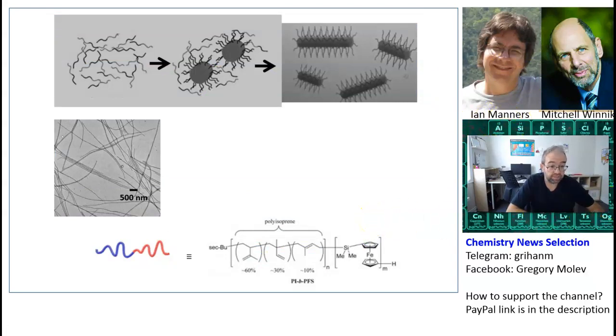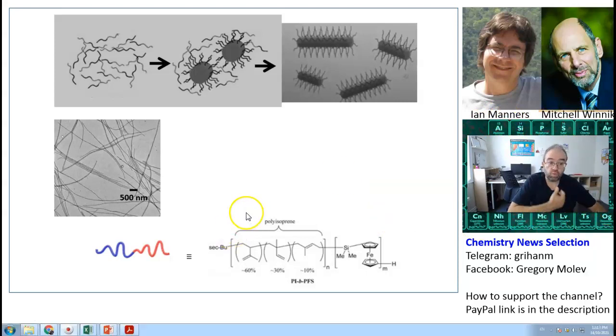And this is Professors Ian Manners and Mitchell Winnick. I had the honor to work with both of them. So what Ian discovered around the end of the 90s is that if you take a block copolymer in which one block is not just self-assembled in the solution, but crystallizes in the solution, where the molecules interact not just randomly, amorphously, but fold in some sort of order, then you can get selectively cylinders.